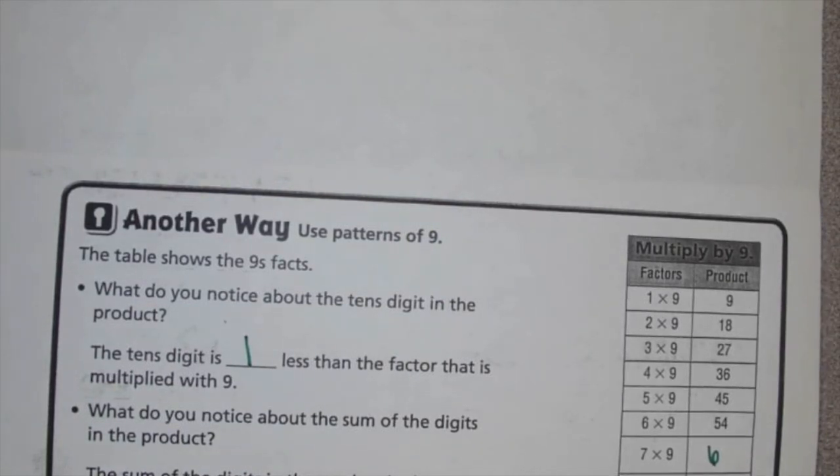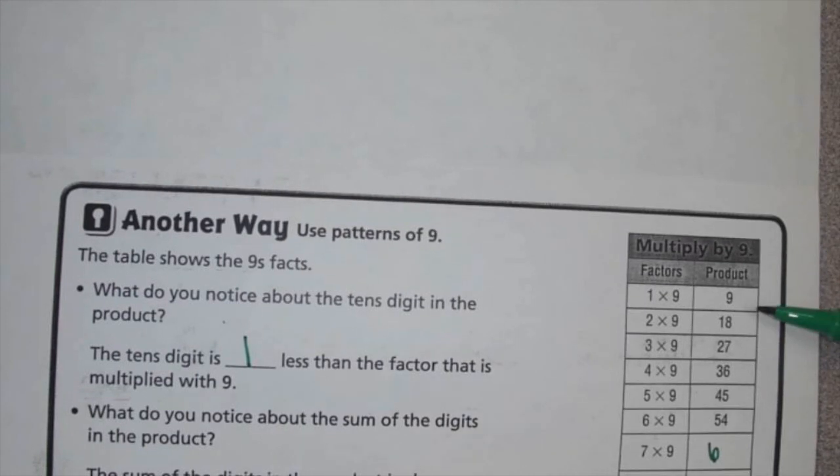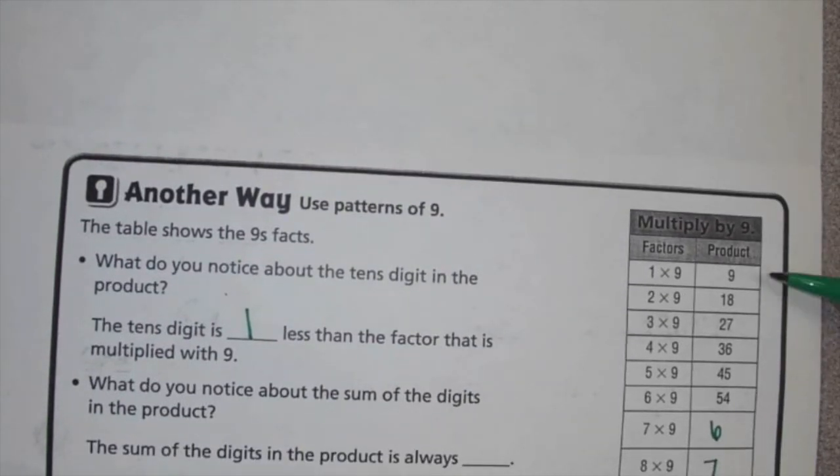What else do you guys notice? Let's look at the product again. Let's look at this column. What do you notice about the sum of the digits in the product? Now remember, the sum, we add the two numbers to get our answer. So let's look at 2 times 9. Let's look at the answer, 18. If we add 1 and 8, you get 9.